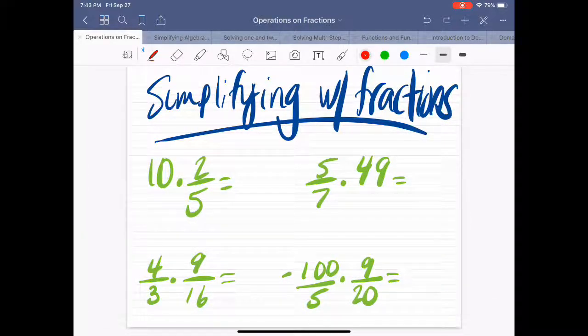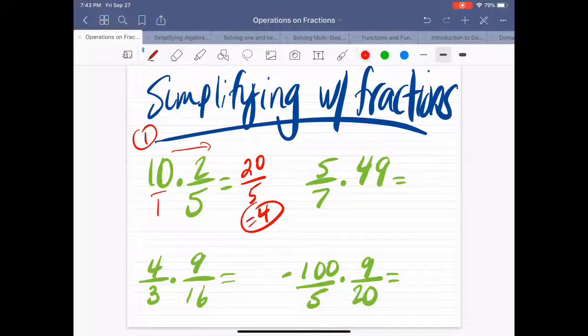Okay, now I want to show you how to simplify with fractions the easy way. So the long way for the first problem is by putting the 10 over 1 and then multiplying across. So let's do it this way first, and then you'll see the shortcut. 10 times 2 is 20. 1 times 5 is 5. And this reduces to give you 4. So let me show you an alternative on how to solve this same problem a different way.